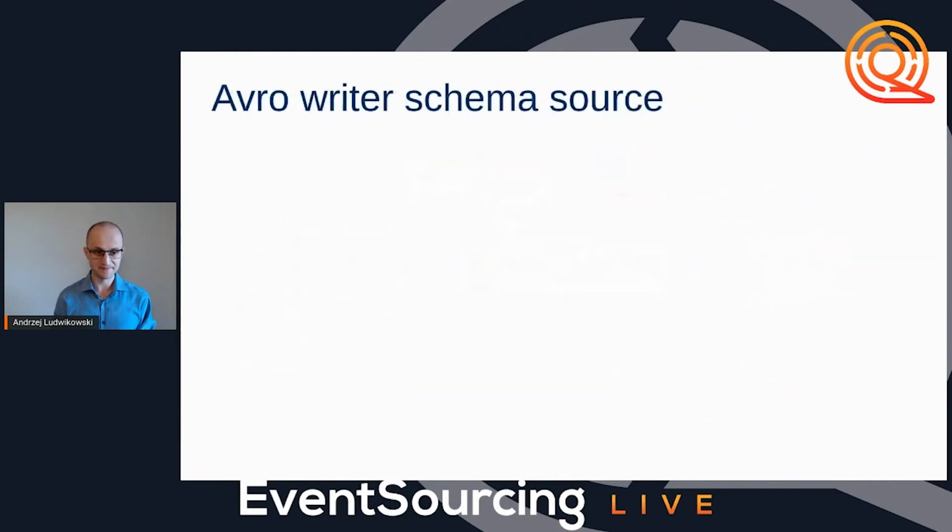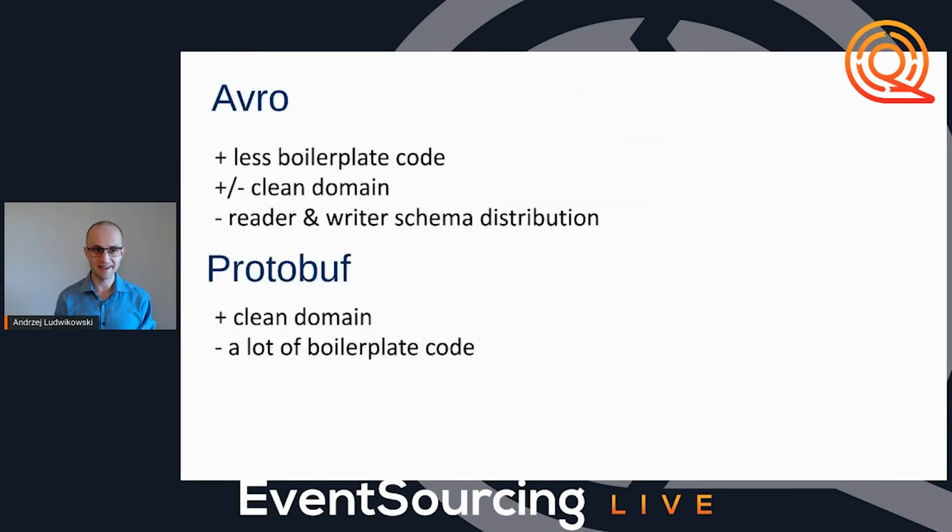The difference is in schema management and the overall impact on the domain. So in Avro, especially in Scala, you will write less boilerplate code because you will generate your Avro schema based on existing case classes. Of course, if you start using some Avro-specific constructions, this might pollute your domain. Also, reader and writer schema distribution in Avro is quite painful sometimes. So schema registry is not always the best solution for that.